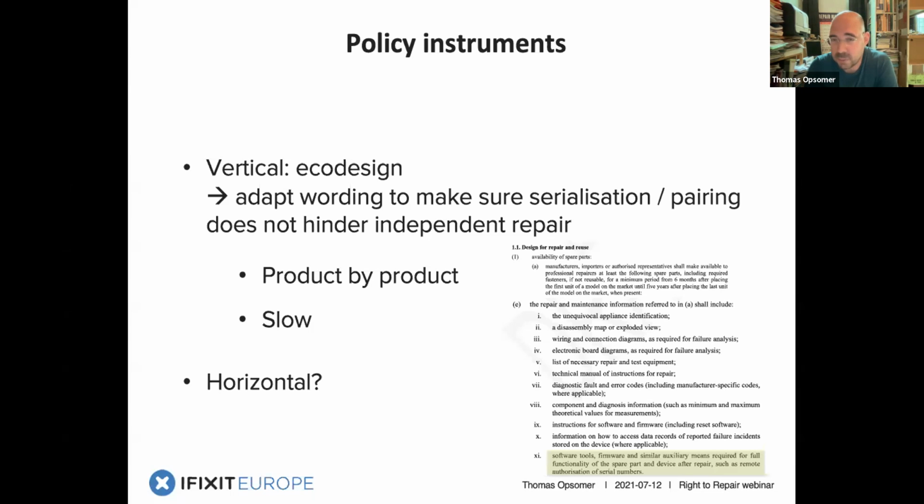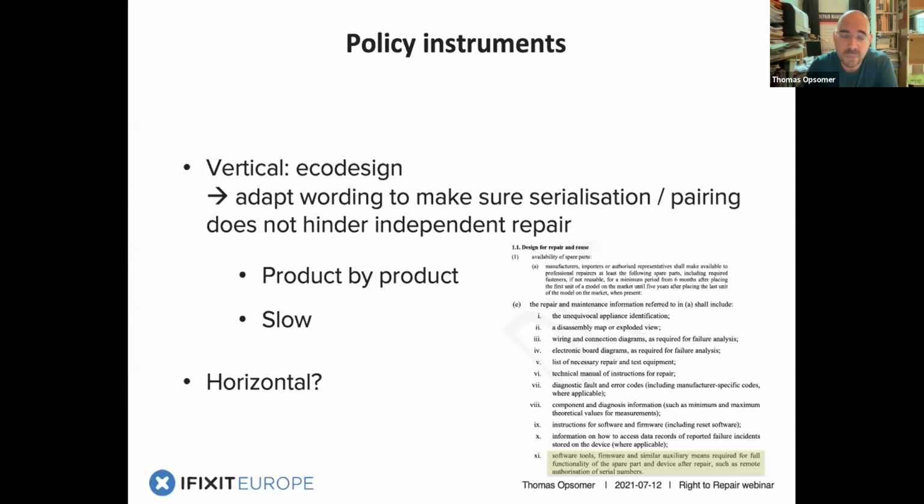And also, for instance, refurbishers would not be mentioned. So for Back Market, for instance, this would not bring a solution. This would also only solve the problem for smartphones. And as was discussed already, it's a problem that we expect to see in more and more products.